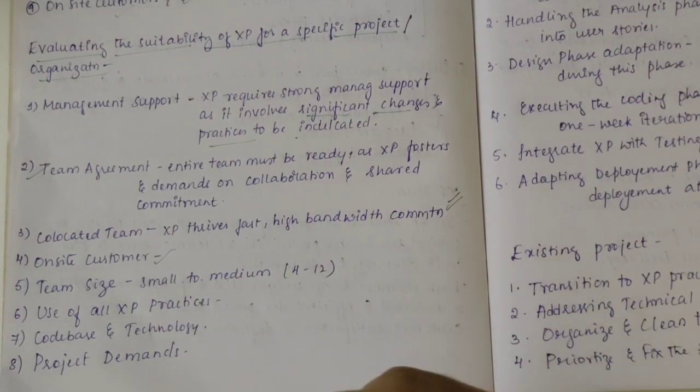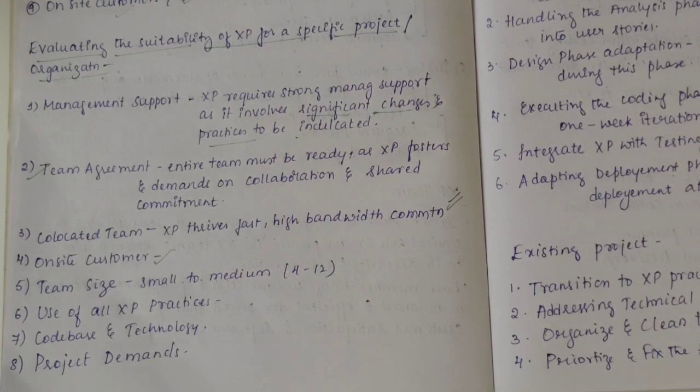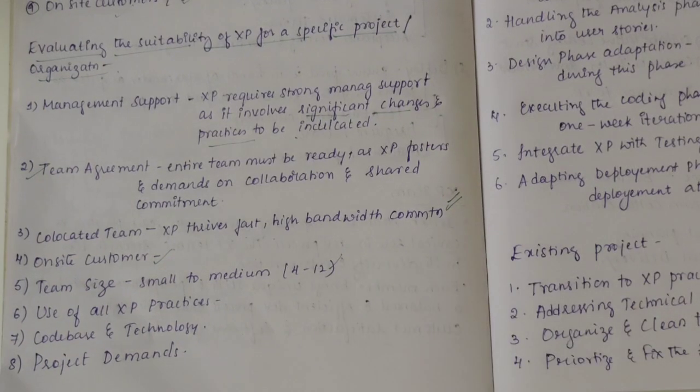Then we have the on-site customers. Again, it also depends on whether on-site customers want us to implement XP or not. Then we have the team size. XP is best suited for small to medium teams, like 4 to 12 members. Small teams can easily maintain communication, and they can do all the XP activities properly, right? For a team of 20, dividing into sub-teams and then following XP would be confusing, a hectic task, right? Then we have use of all XP practices.